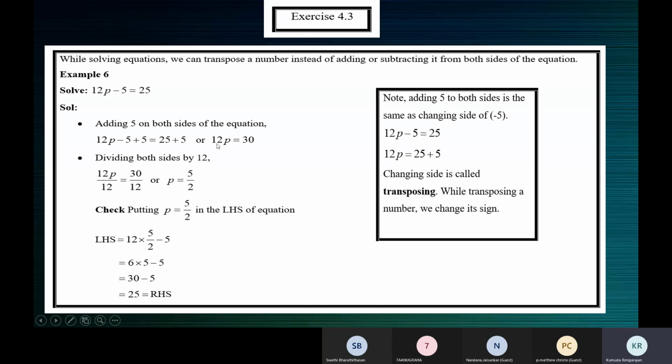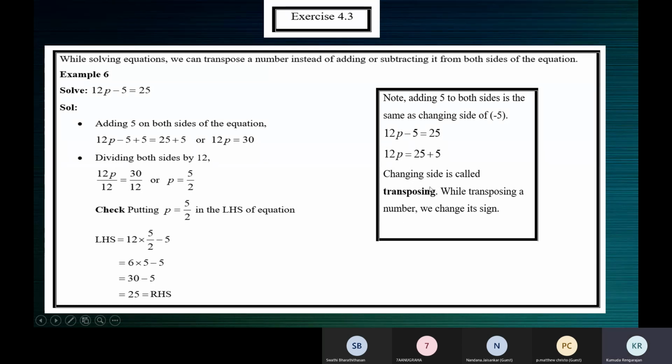See here, 12p is equal to 30. We're getting the same thing here, 12p is equal to 30. When you transpose minus 5, it goes to the other side as plus 5. What do you get? 12p is equal to 30. We have not solved it completely, but here also you're getting the same thing. 12p is equal to 30. So this is what it is.